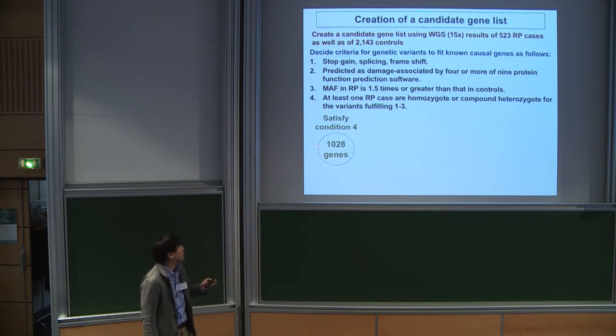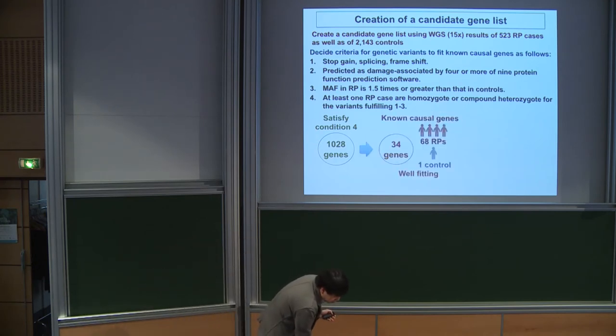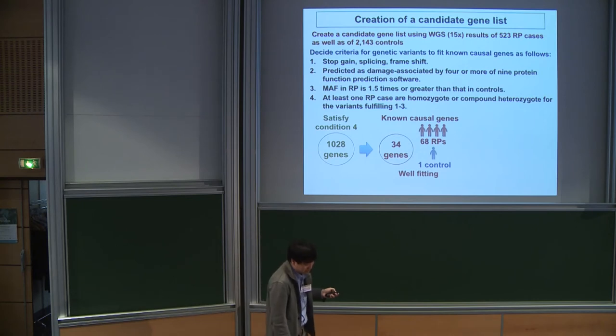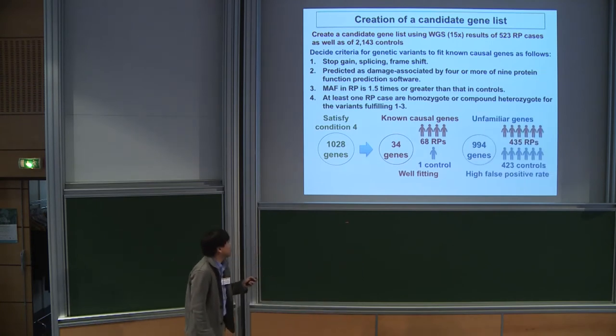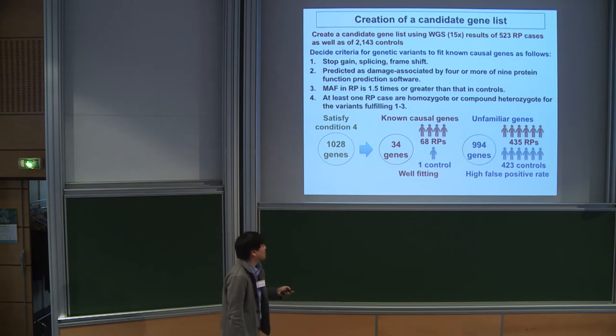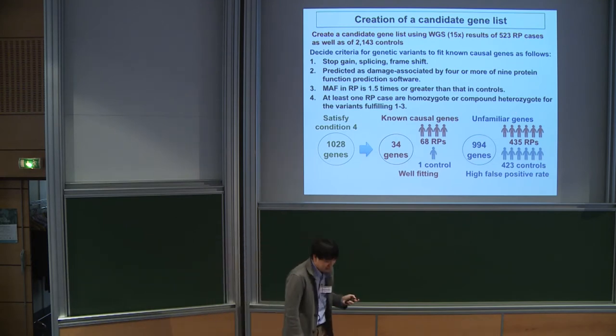1,028 genes satisfied this condition, among which 34 genes were known causal genes, and 68 were RP cases and one was control. So this criteria fits known genes very well. However, in the other 994 genes, 435 were RP cases, but 423 controls also had homozygote or compound heterozygote variants in these genes. So this criteria also has a high false positive rate.